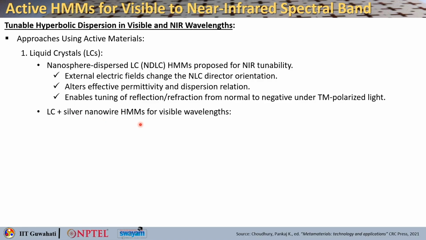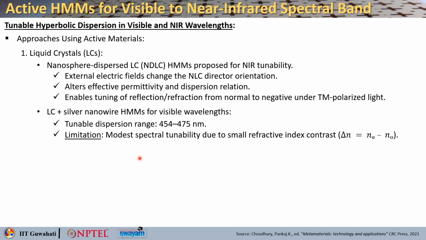Now you can use liquid crystal plus silver nanowire HMMs for visible wavelengths. They typically show a tunable dispersion range between 454 to 475 nanometer, and the limitation here is that you get this modest spectral tunability mainly coming from the small refractive index contrast. You can calculate the change in the refractive index, that is delta n, as Ne minus No. E is the extraordinary axis, O will be the ordinary axis, right?